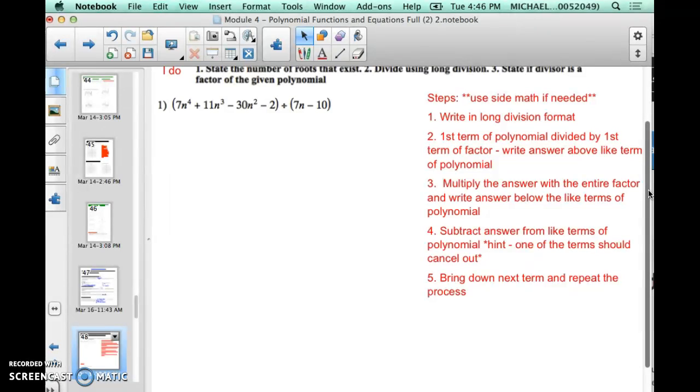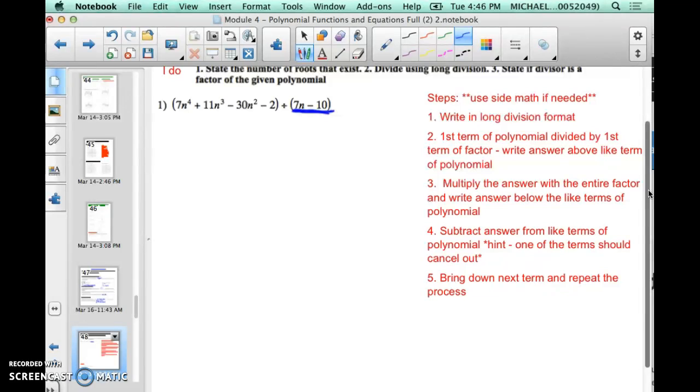The polynomial in question is the bigger one, 7n to the 4th plus 11n cubed minus 30n squared minus 2. And it's asking to divide 7n minus 10 from it. All right. So the first thing that clues me that I have to use long division, if I'm working on a test or anything else, is that the factor in question right here, the 7 before that n, would make the solution not a very pretty one.